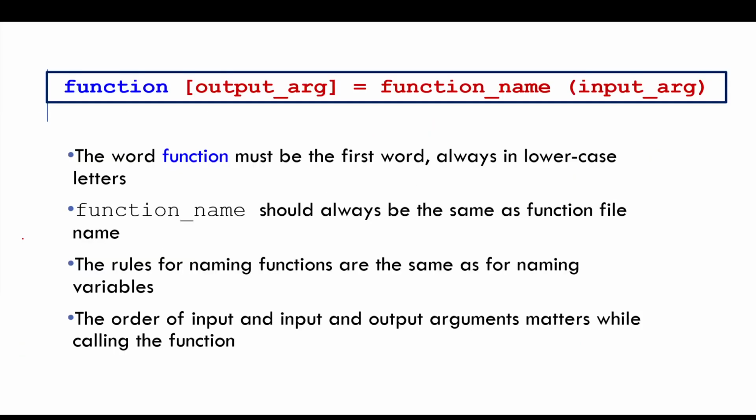These are the rules for creating a function file. Point number 1 is important. You have to remember to insert the function word in lowercase letters, and the function name should match the file name. And remember that the rules for naming a function are the same as for naming variables, so it means you can use letters, alphabets, and underscores only. You should start with letters.